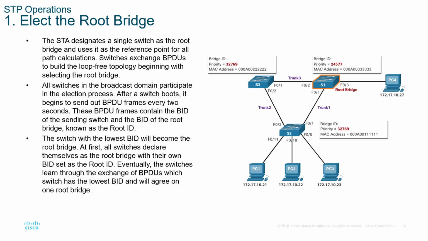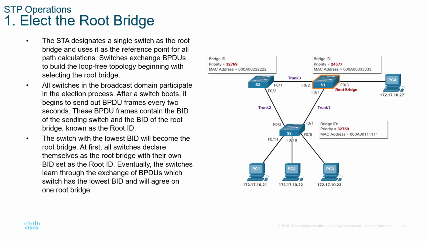Now, all the switches in the broadcast domain participate in the election process. That basically means all of them will talk to each other. After a switch boots, it begins to send out BPDU frames every 2 seconds. So every 2 seconds, a switch will try to talk to all the switches, and these BPDU frames contain the BID of the sending switch and the BID of the root bridge. The BID of the root bridge is also known as the root ID.